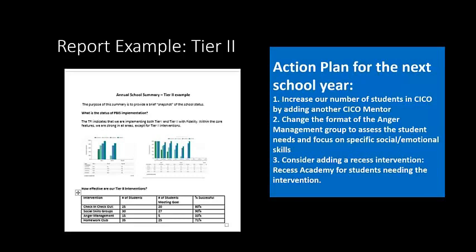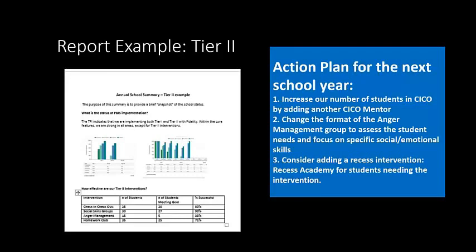It looks like one is not as successful, and that's an area they wanted to focus on with their action plan. Over to the right, this particular school created an action plan to increase the number of students on check-in, check-out by adding another mentor. They're going to change the format of that anger management group, and I think I led one of those. I had an anger management group like that one time. It's important to look at the data and be open to seeing what's not working and what we can change to improve for the next year.